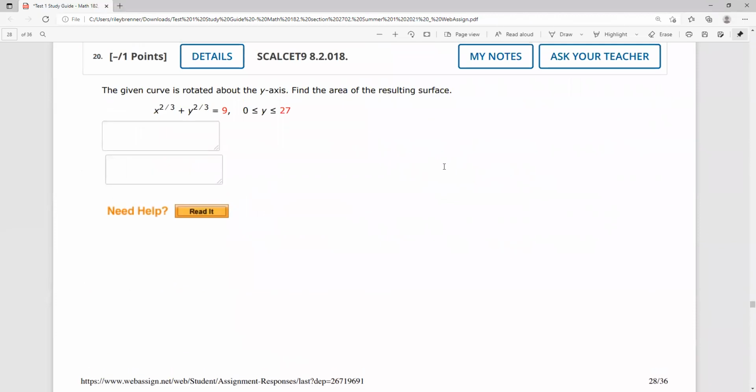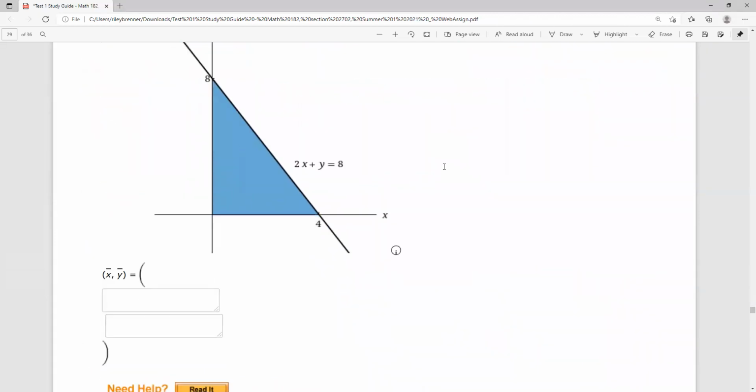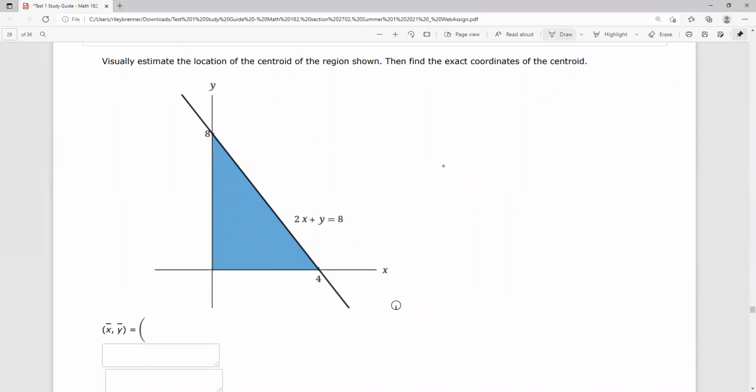Let's see if I can figure out how to do a centroid problem. Who can real quick tell me what is the formula for x bar and what is the formula for y bar?